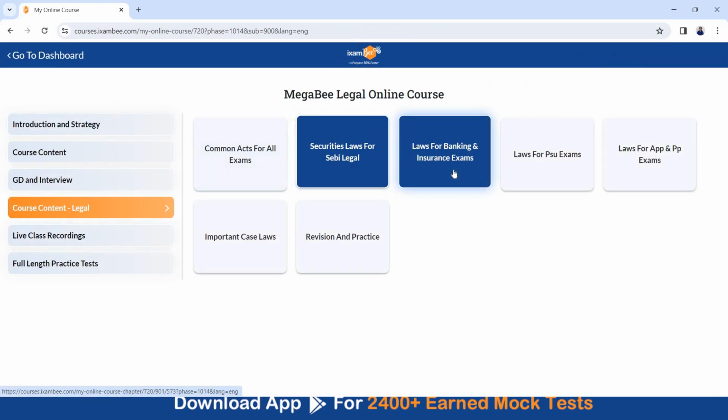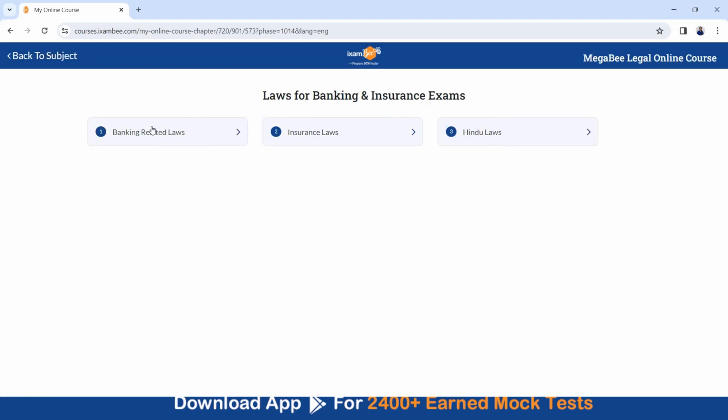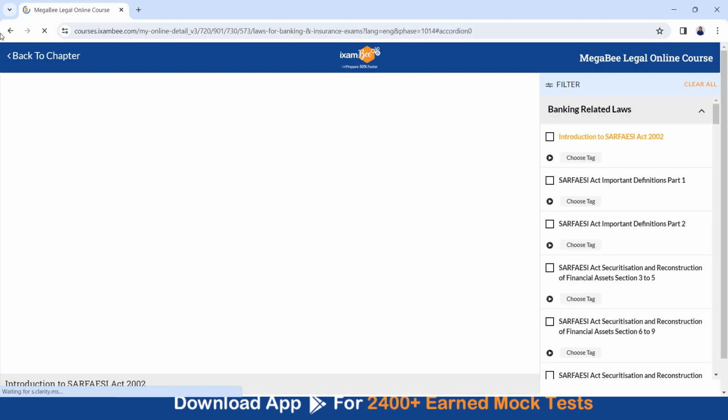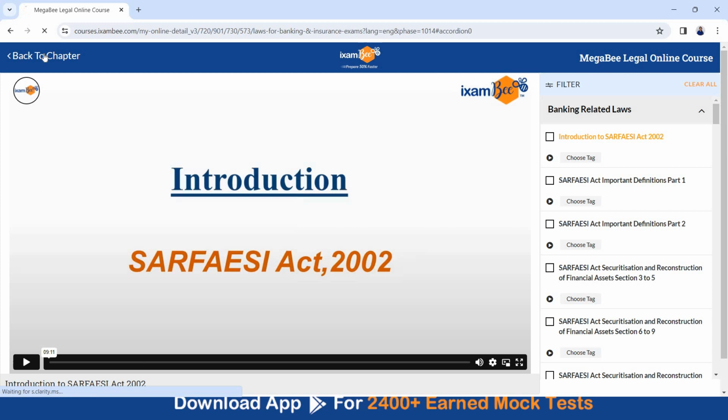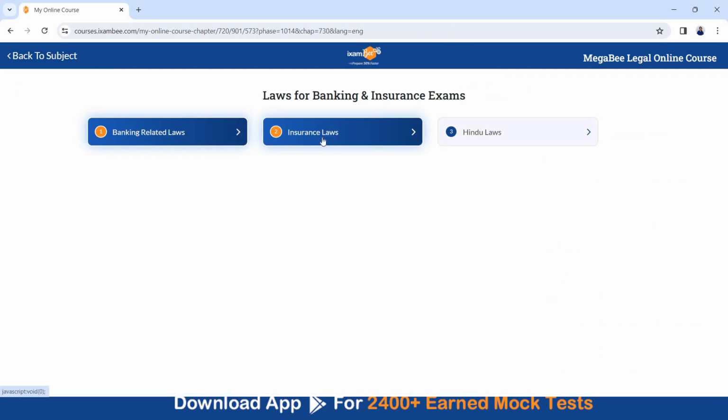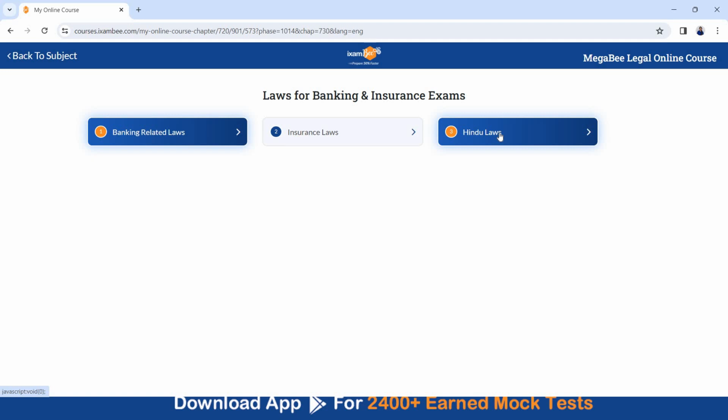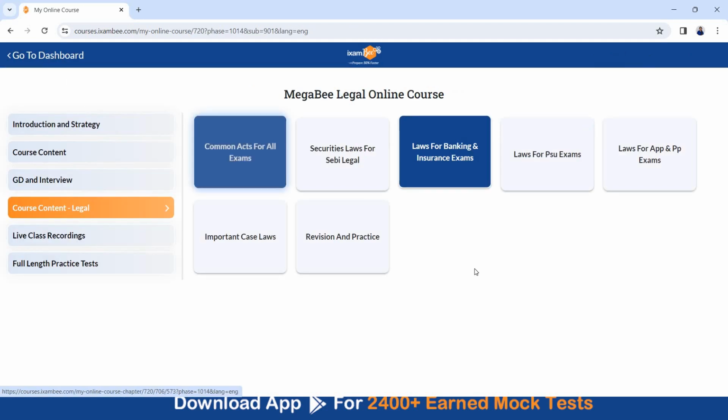Similarly, you have laws for banking and insurance exams. All the laws present here, banking related laws, are useful for RBI legal exam, IBPS SO law, IBPS RRB law, Central Bank of India, Punjab and Sind Bank Scale 2 officer exams. Then you have a chapter on insurance laws. Insurance laws are useful for IRDA exam, UIIC and IACL. And Hindu laws, a little bit of them, are useful for banking exams. You may see some questions in IBPS SO law.